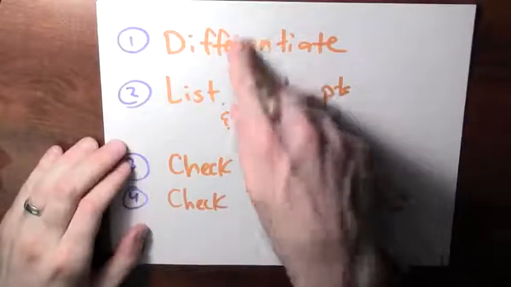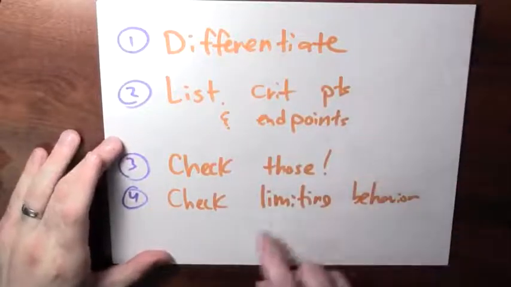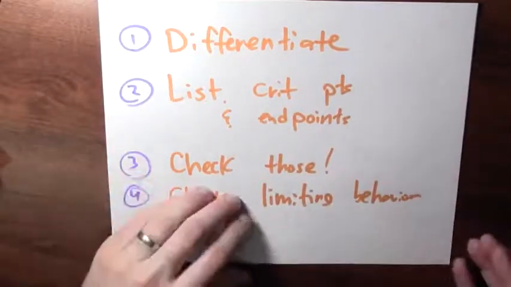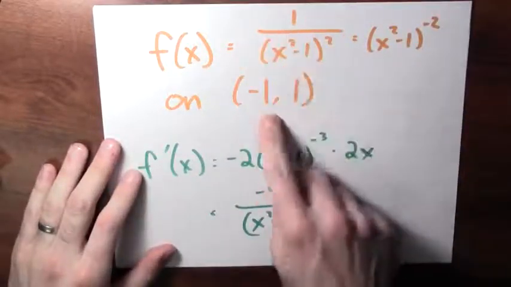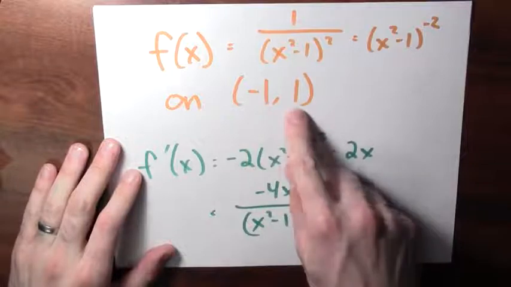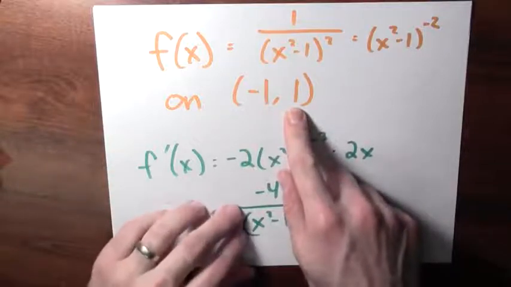What about the end behavior? What happens when x is near -1 or when x is near 1? So that's really step 4 in this checklist, to check the limiting or end behavior of this function. Well, what do I mean by that? I really mean look at this when x is just a little bit bigger than -1 or when x is just a little bit less than 1.